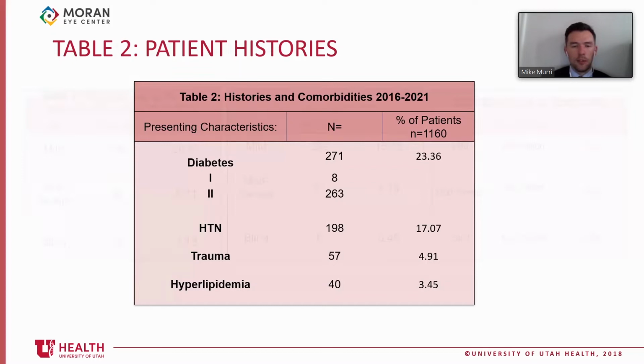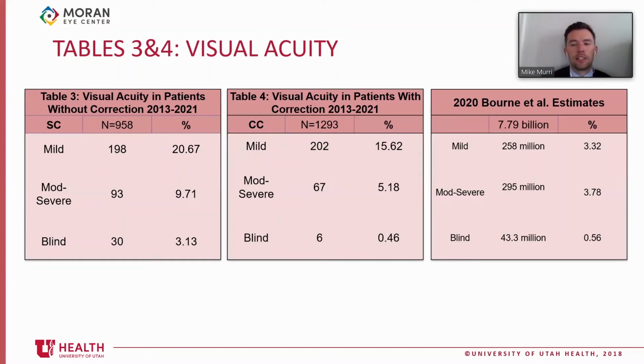Now, we used the visual acuity categories that were suggested by Bourne et al., and they did an estimate of what the worldwide visual impairment would be. So mild visual impairment would be from 20/40 to 20/60. Moderate would be from 20/60 to 20/200. Severe, 20/200 to 20/400. And then blindness rated as worse than 20/400. There are high rates of blindness in patients both with or without correction. And these are higher than the world estimates.